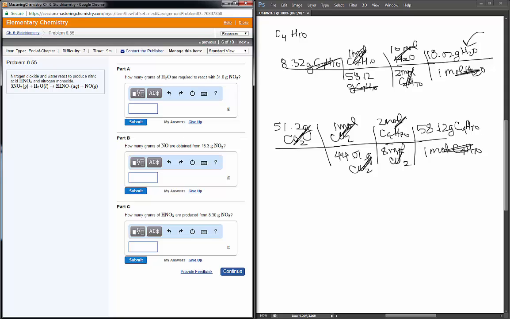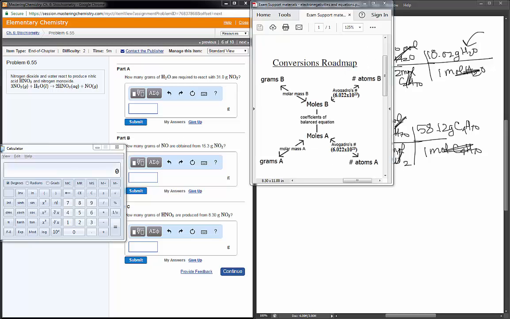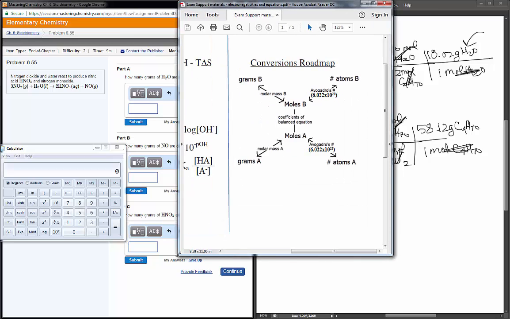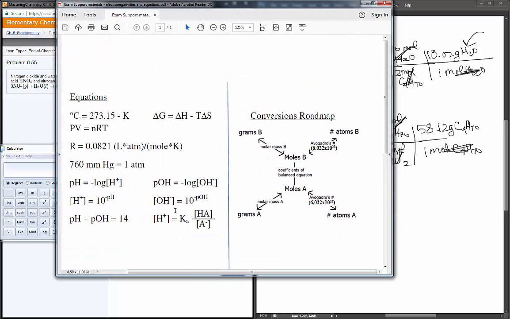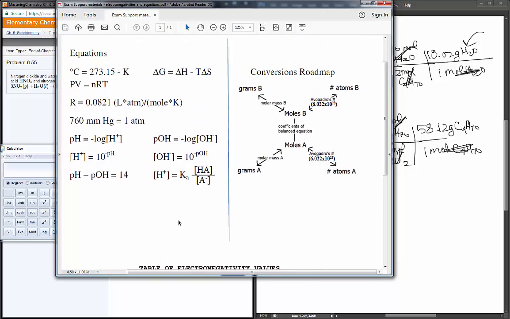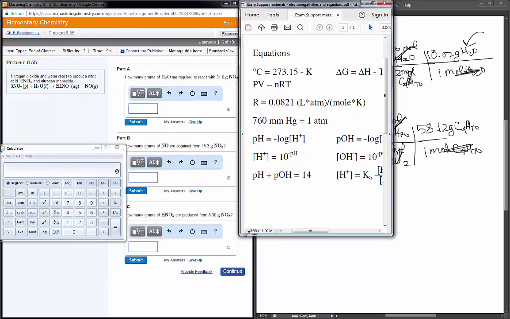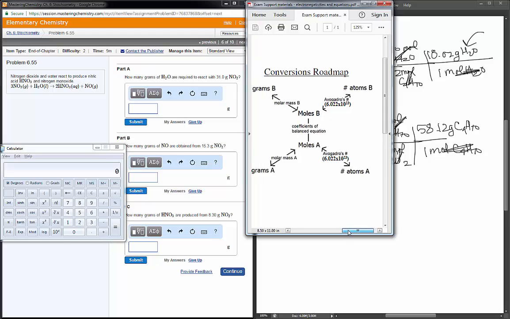So what I give you on the exam is what I call the conversions roadmap. So let me bring that up here. All right, so I have loaded up the conversions roadmap for you here, and hopefully you can see this is something that you get on the exam support material. So when you go in to take the exam, you're getting this whole sheet of paper, and it's got these equations and this table of electronegativity values, but really right now, we're going to pay attention to this conversions roadmap.